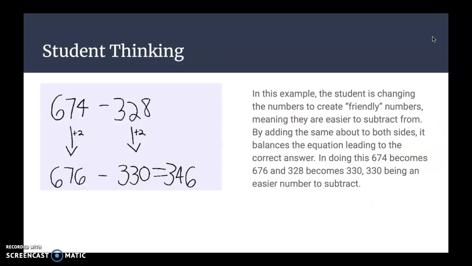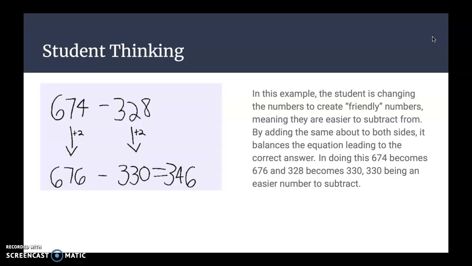Students can demonstrate adjusting numbers to create friendly numbers. Doing this makes the equation easier to subtract from and also gets the same result. When a student does this, it shows they have an understanding of how numbers relate to one another and how they can be adjusted in a manner that makes sense to them.